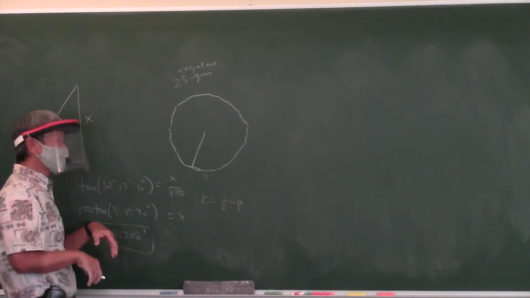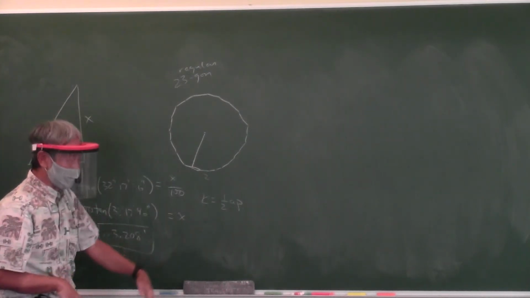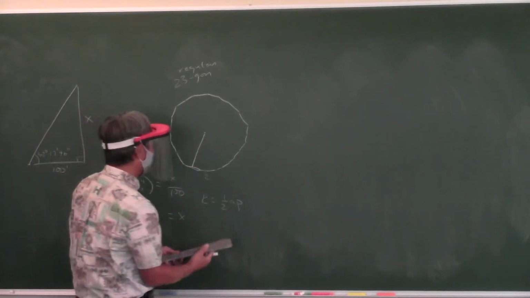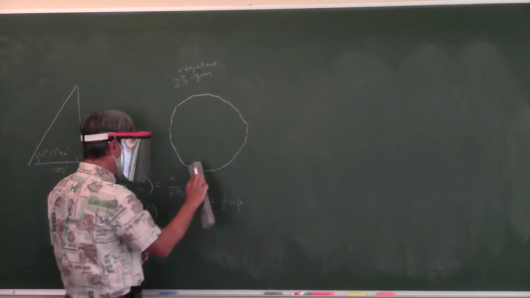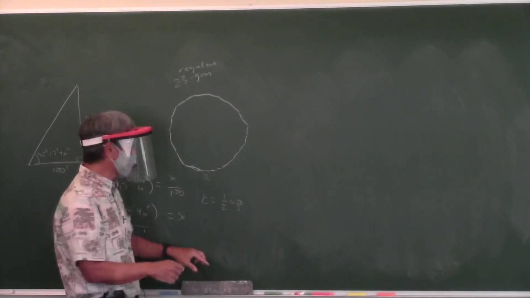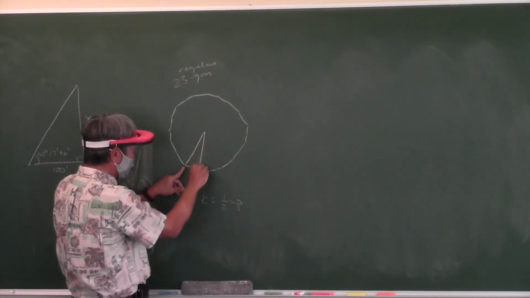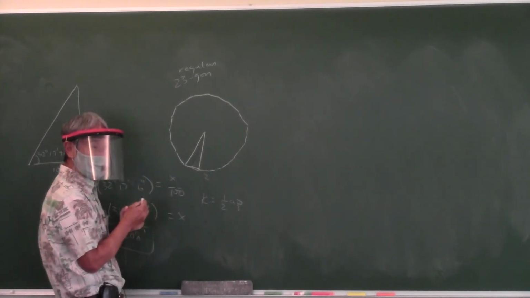Okay, but let's just pretend we don't know anything. Mr. Park, I'm not pretending. So is there a way you can figure out the area of this thing? Yeah. Why not draw this and this? Isn't that a nice isosceles triangle?